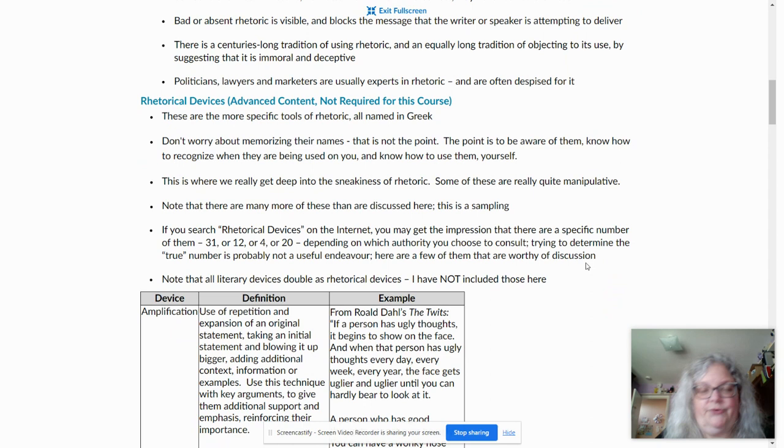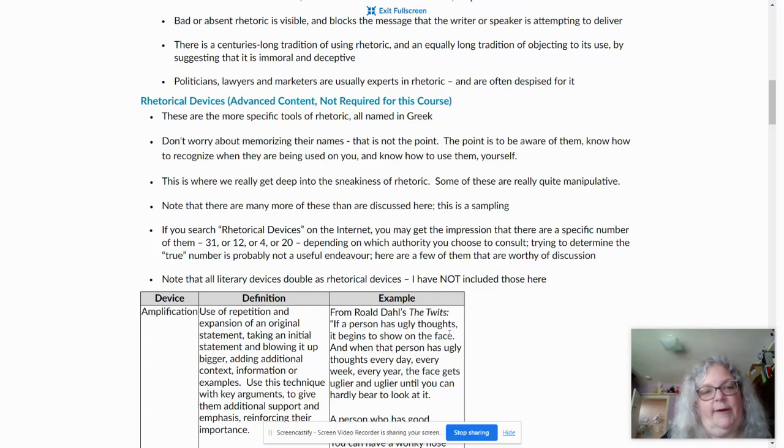If you were to search rhetorical devices on the internet, you might get the impression that there is some specific number of them. I've seen websites that say, here are the 31 rhetorical devices, or the 4, or the 12, or the 20, depending on which author you choose to consult. And it's probably a waste of your time to try and discover the true number and try and find them all. But I just included here a few that are worthy of discussion.